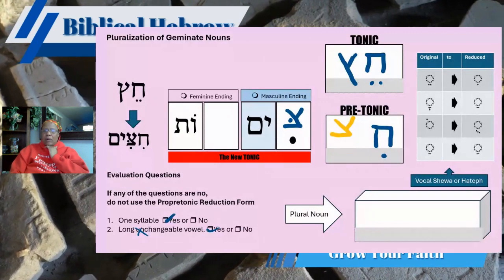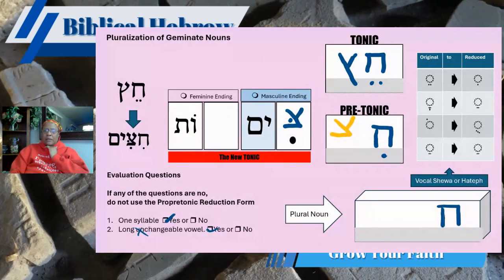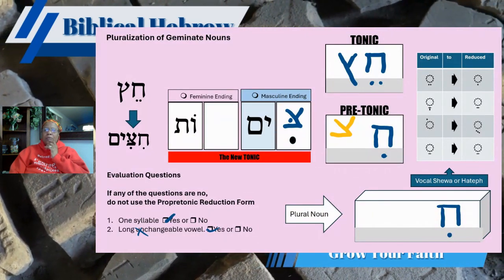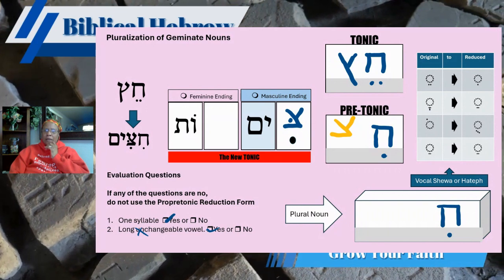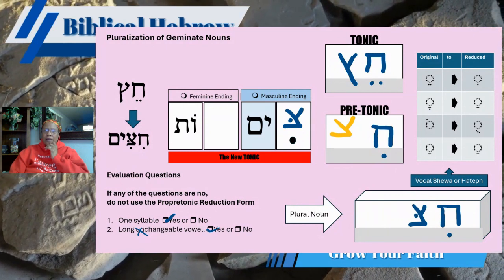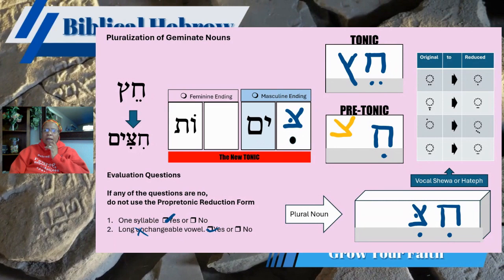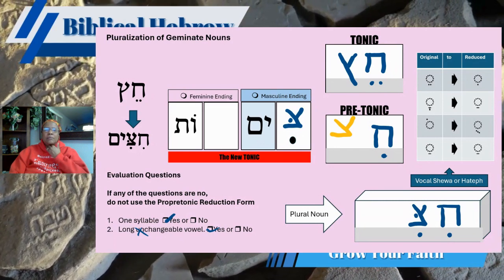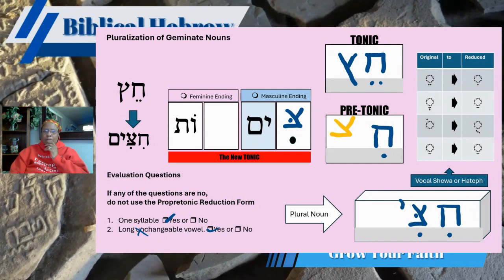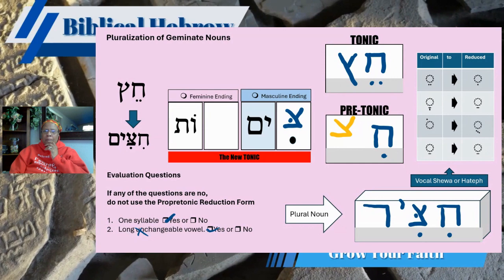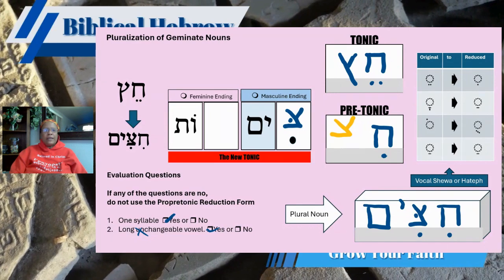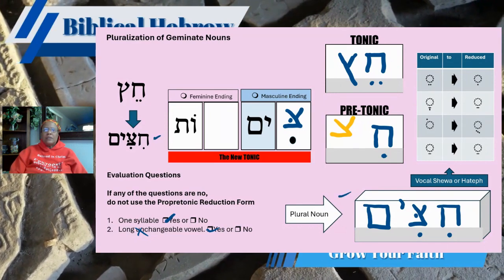Okay. Now when I write it, I've got the chet with a hirik, a tsadi with the dagesh forte, a hirik as the masculine plural ending, and a mem sofit. And if I check it, it looks like it worked.